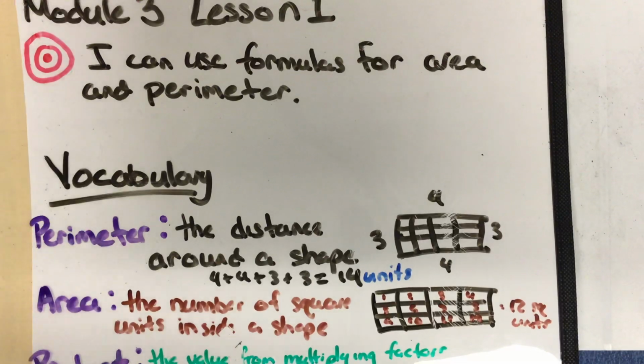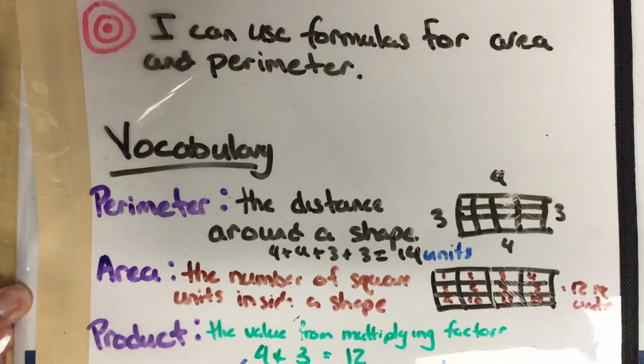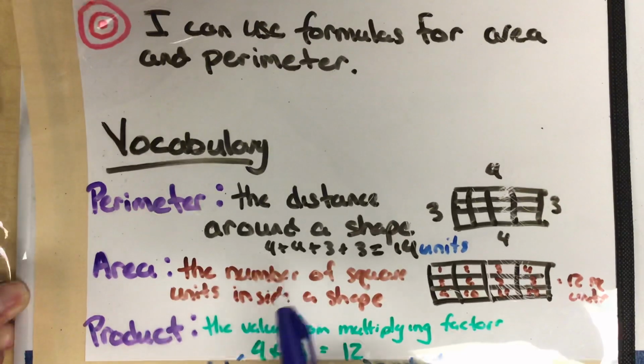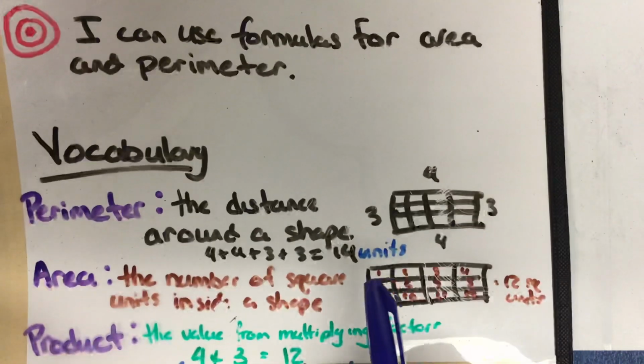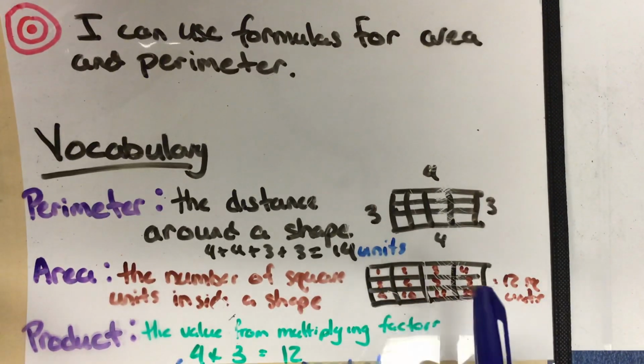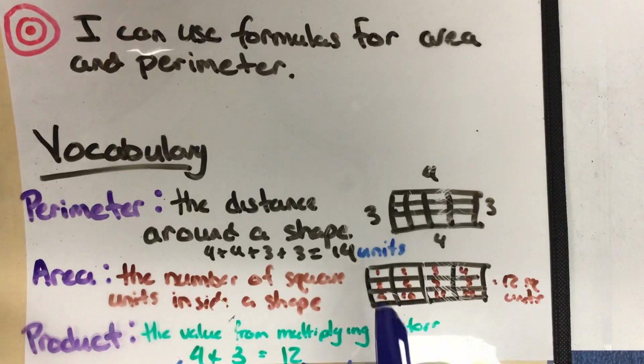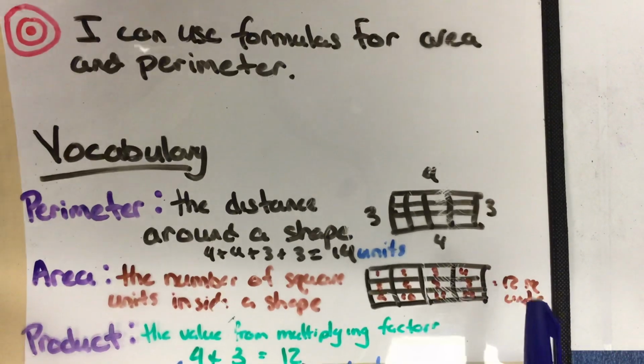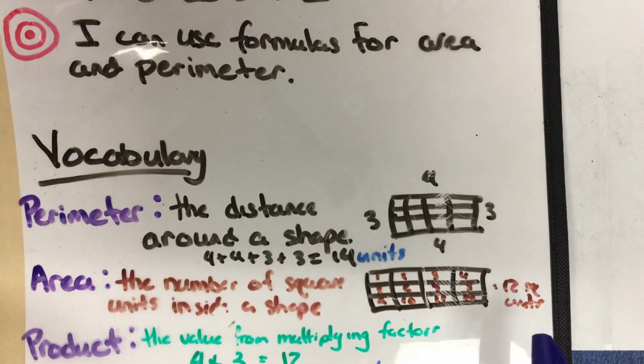Now, we take a look at the area. The area is the number of square units inside a shape. So here, we're looking at everything that's on the inside. So here we have 1, 2, 3, 4, 5, 6, 7, 8, 9, 10, 11, 12. So that means it's 12 units.